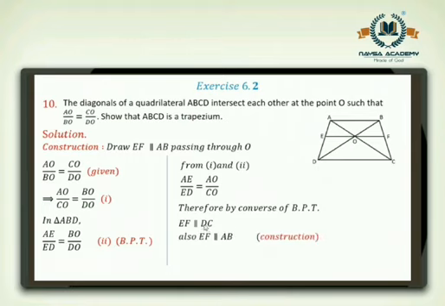Now EF is parallel to DC, and in the beginning we have assumed that EF is parallel to AB. So we conclude that EF is parallel to AB is parallel to DC. This implies that AB and DC are parallel. As AB and DC are parallel, I will say that ABCD is a trapezium.